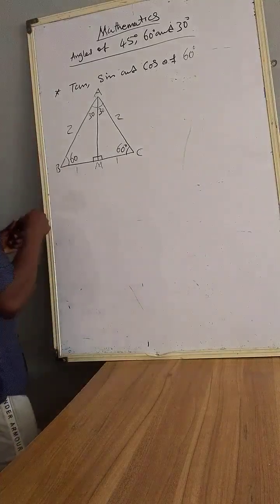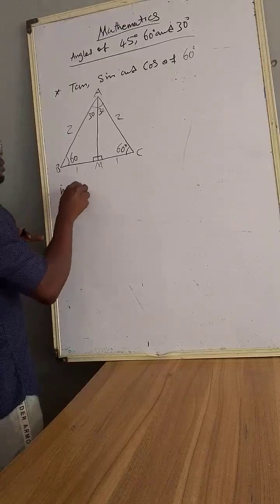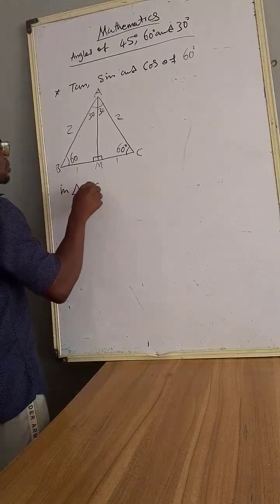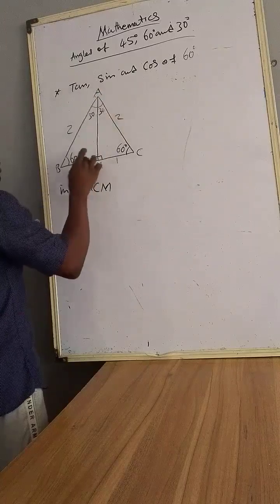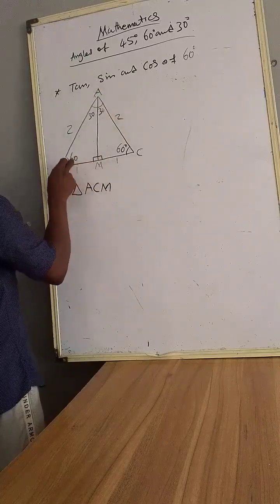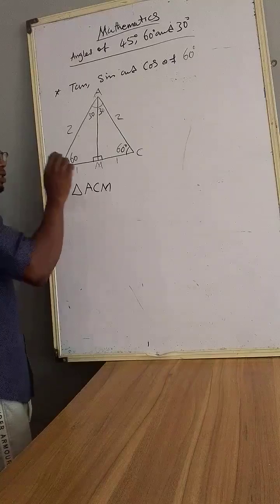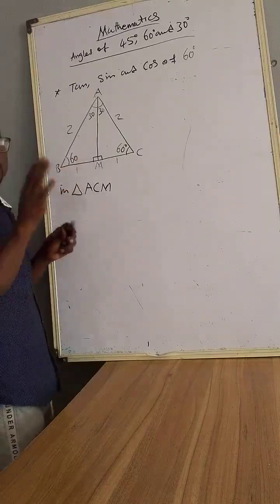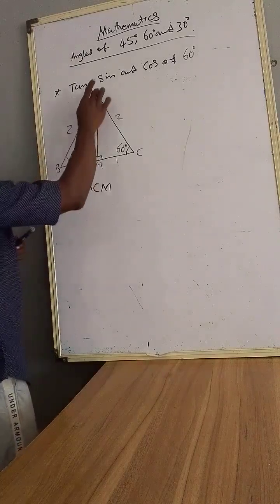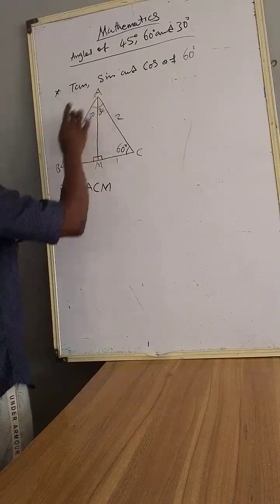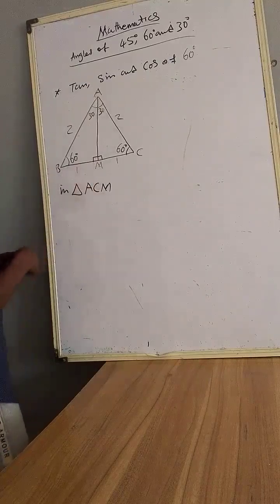To apply that knowledge, I'll pick this triangle ABM. That is it, triangle ABM. I will have angle 60 here, I will have angle 30 here, right? Don't forget, we are focusing on angle 60 for this video. So we are looking at right angle triangle ABM.